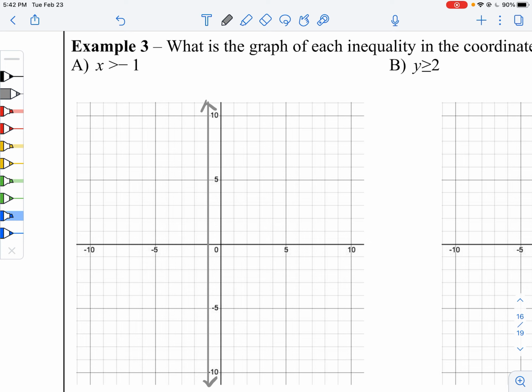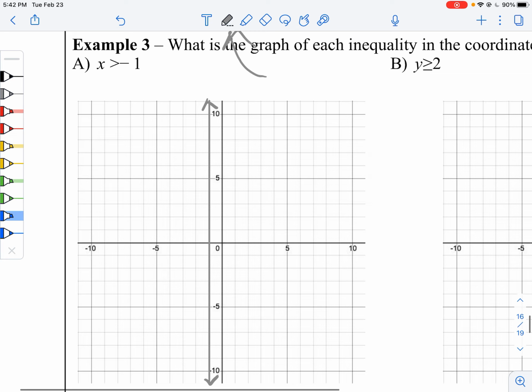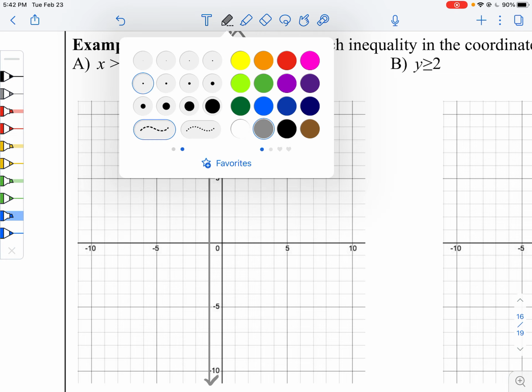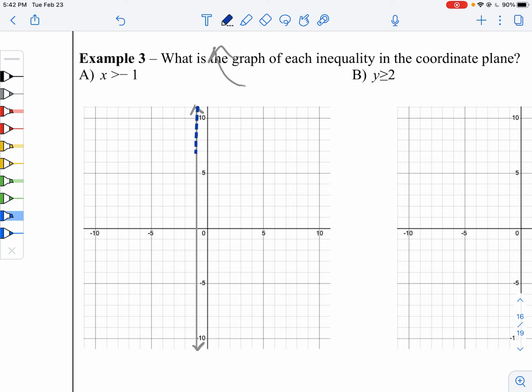If you're working in Notability, you can use this pencil tool up here. You can shift over, and you can pick either this dashed or the dotted. I like to go with dashed. I just changed my mind. Okay, right. So this time you put it over x equals -1. Draw your little arrow guy. Hey, there's your dotted line.